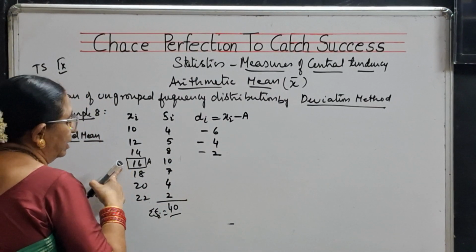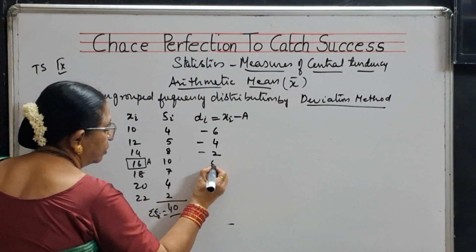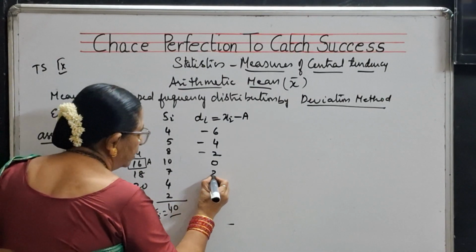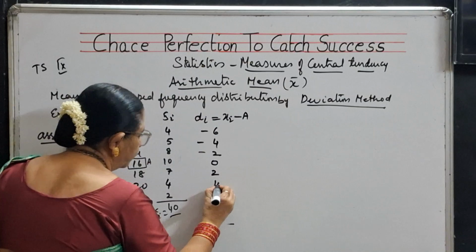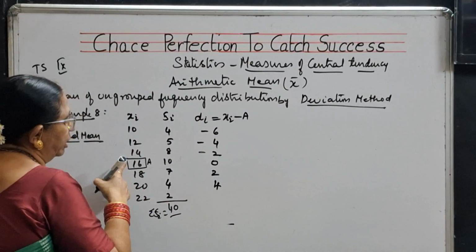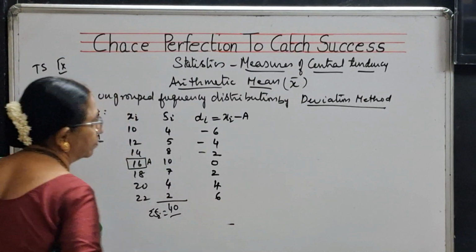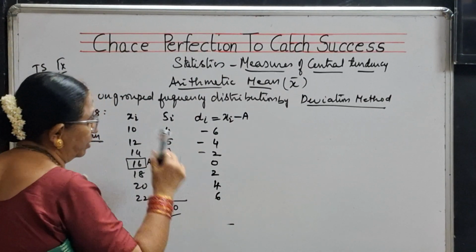Then here 16 minus 16, how much, children? 0. So I will be writing 0 here. Then 18 minus 16 is 2. 20 minus 16 is 4. 22 minus 16, how much will you get? 6. So this is di, the deviation value.